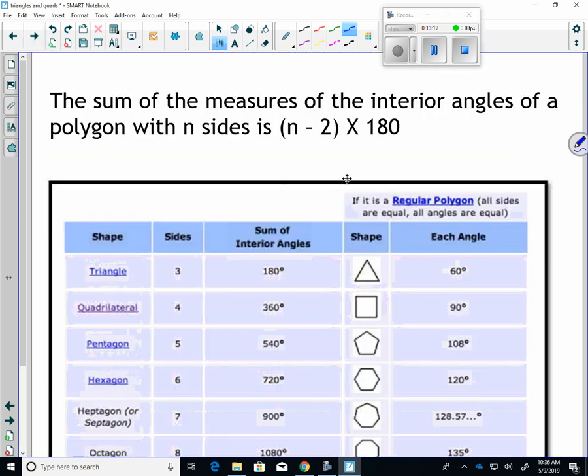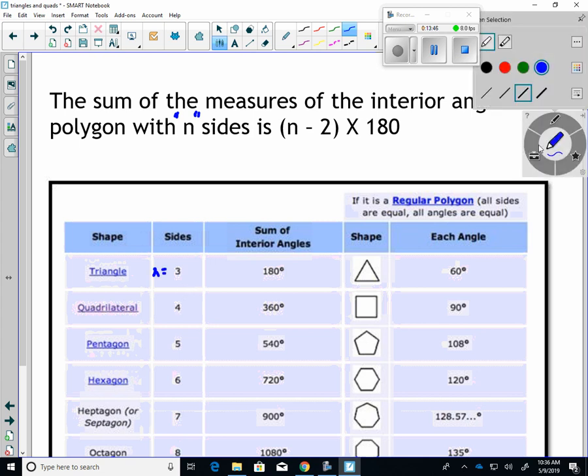Okay, here's a rule you need to know. The sum of the measures of the interior angles of a polygon with n sides is (n minus 2) times 180. Exactly. So if it's a three-sided figure, which we commonly know as a triangle, our n is equal to 3, so 3 minus 2 is 1 times 180. The angles in a triangle add up to 180.